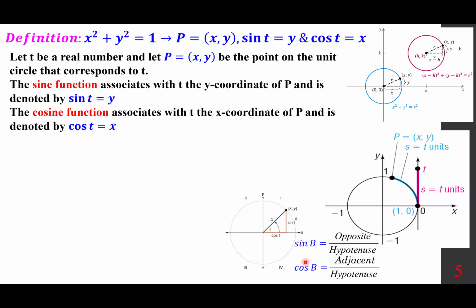On the other hand, over here, cosine is the adjacent, this distance, which is x, over the hypotenuse. The hypotenuse is 1 because it's a unit circle, therefore it becomes adjacent over 1. So it becomes cosine, and we say cosine t equals x. That's the justification for that. So pretty straightforward.